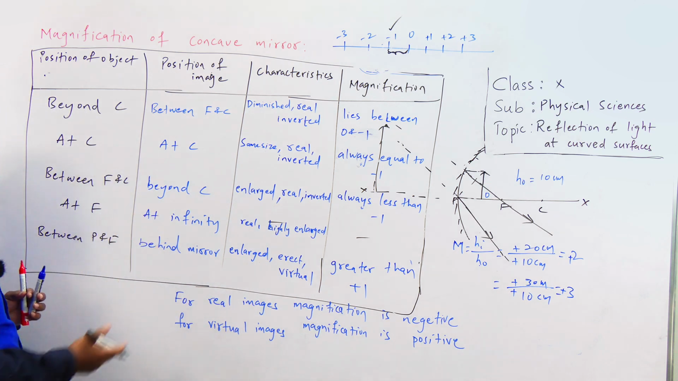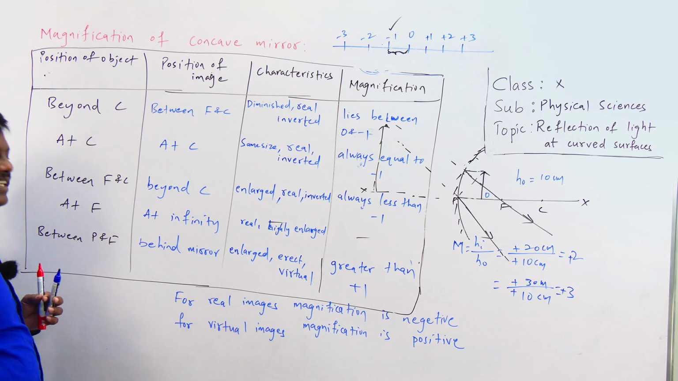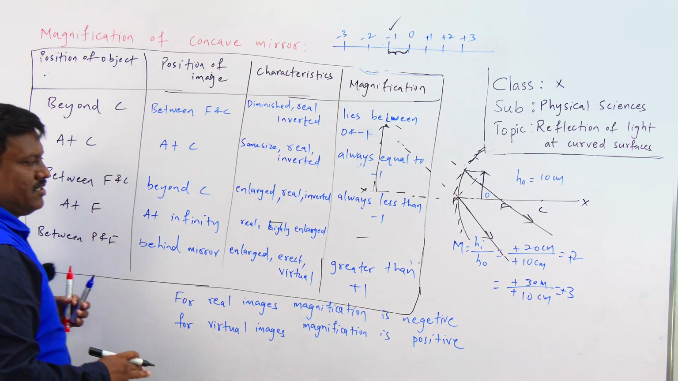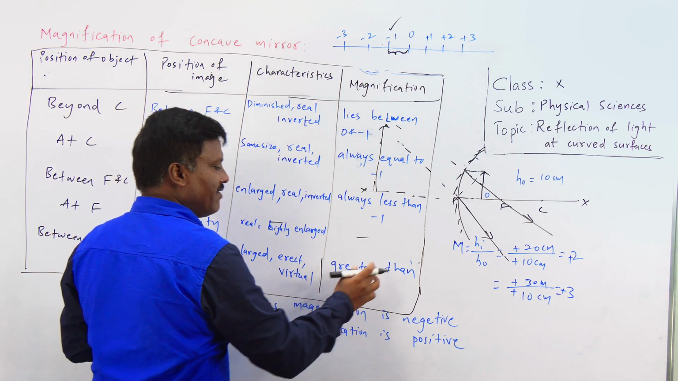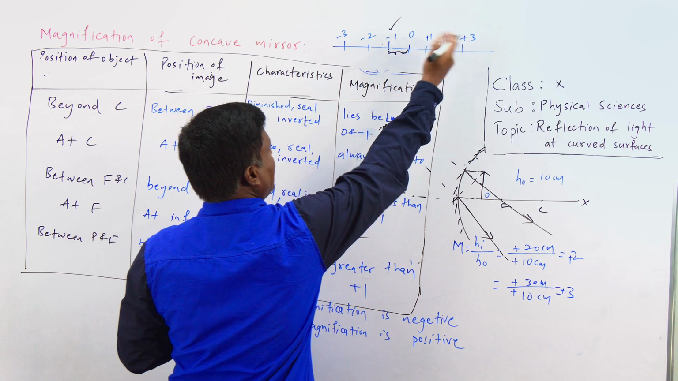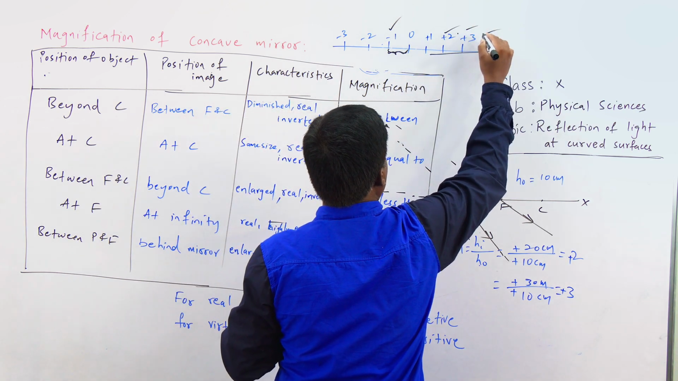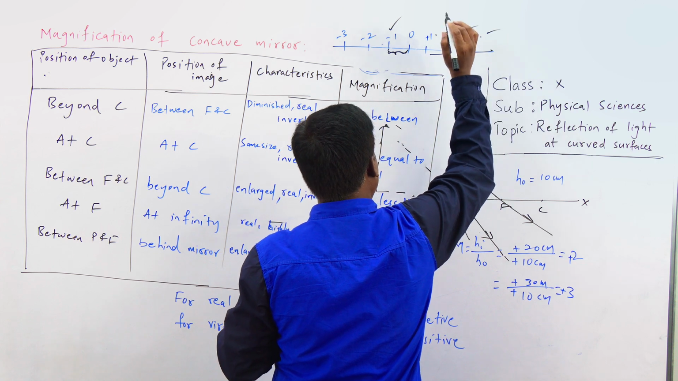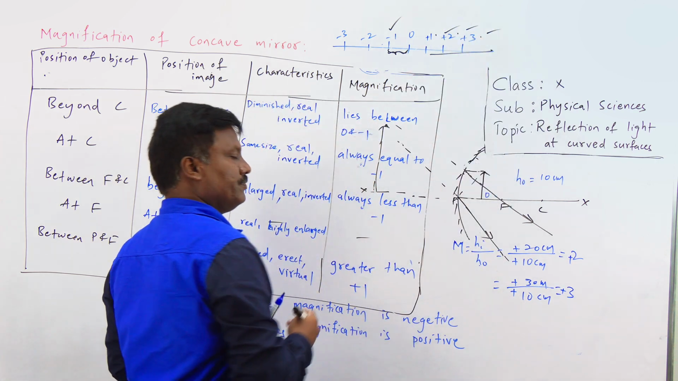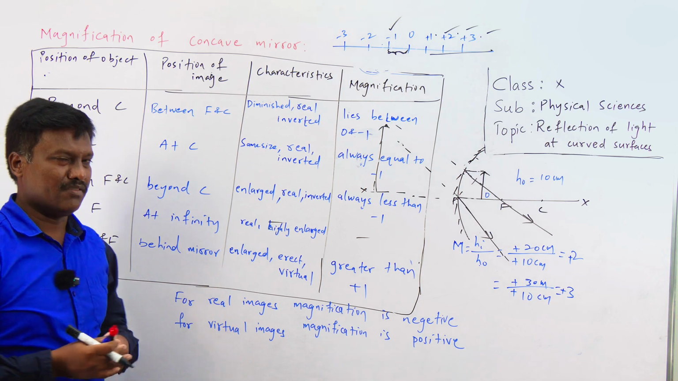At focus, we can't define magnification because the image forms at infinity. Between pole and focus, the magnification value is always greater than plus 1. This is plus 2, plus 3, plus 4, 2.5, plus 3.5, okay, 1.5 also. Anything is possible. Okay? Remember the values, please.